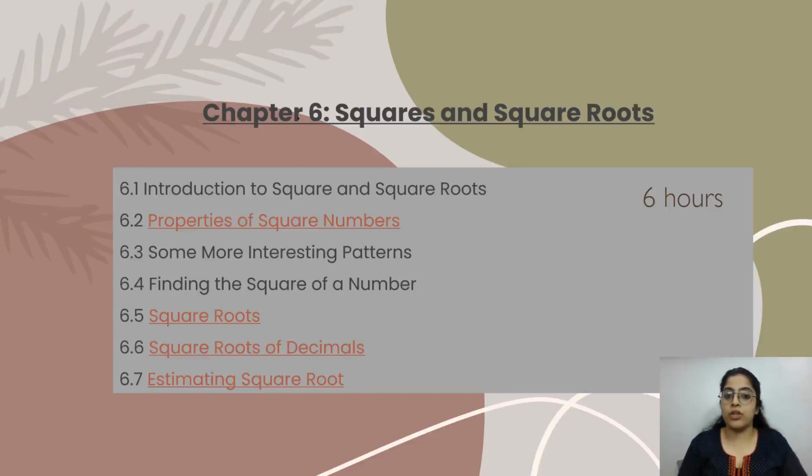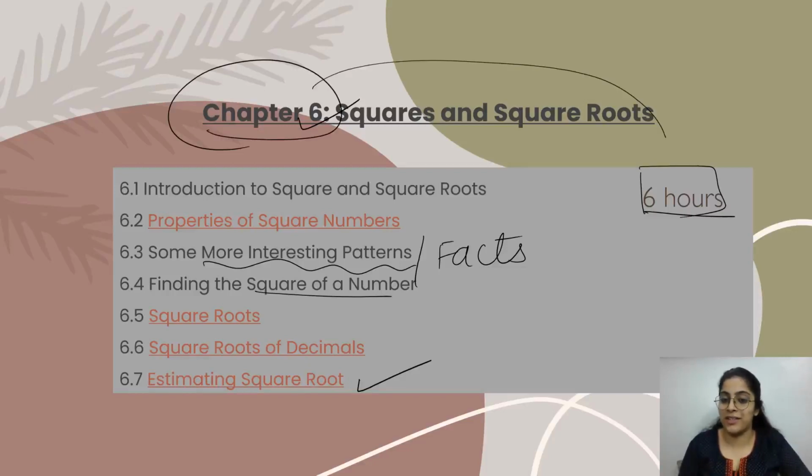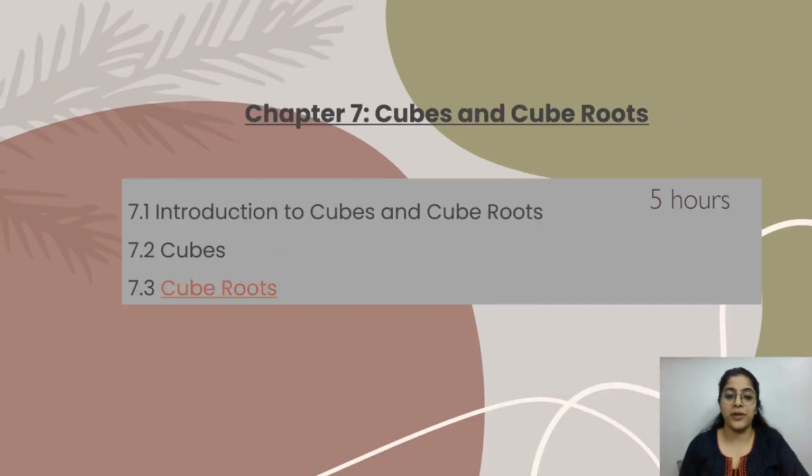Okay, so for square and square roots, I am taking 6 hours. Why am I taking 6 hours for this particular chapter? Because we're going to learn some properties of square roots, how we can find a square root, and some more interesting patterns and facts, right? And finding the square of a number, what a square root is, what a perfect square is, and how we can estimate a square root. That's why I'm taking 6 hours for this chapter, chapter number 6. What a coincidence.